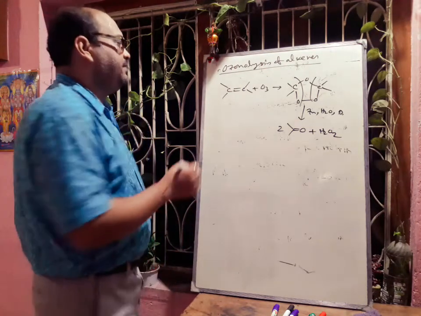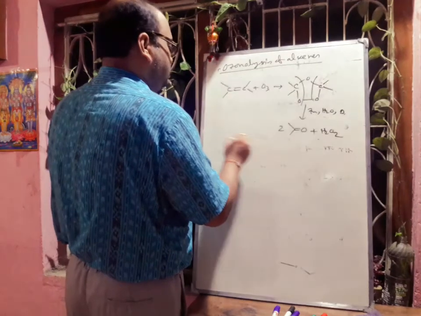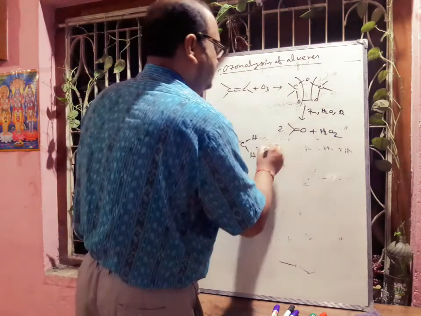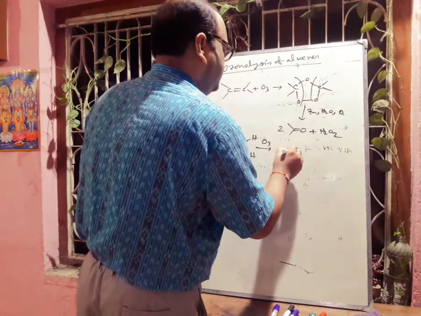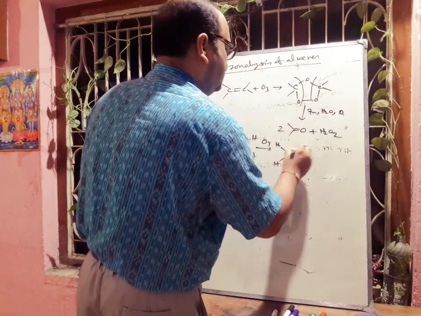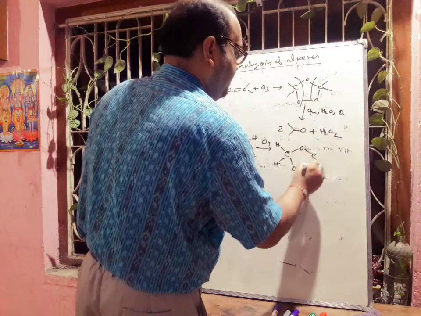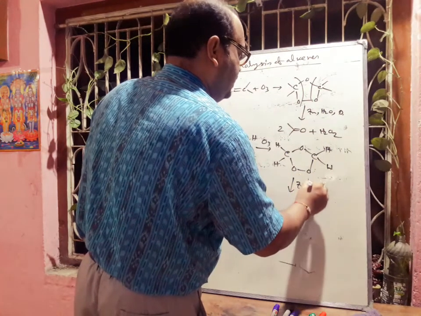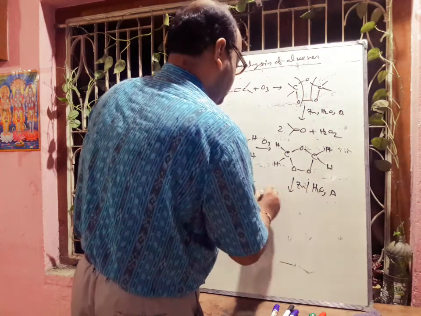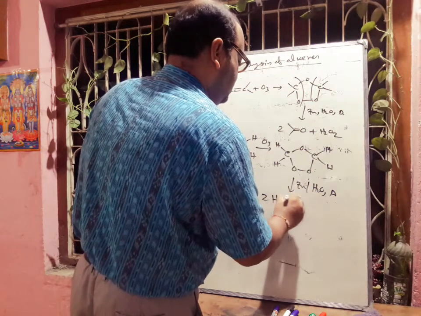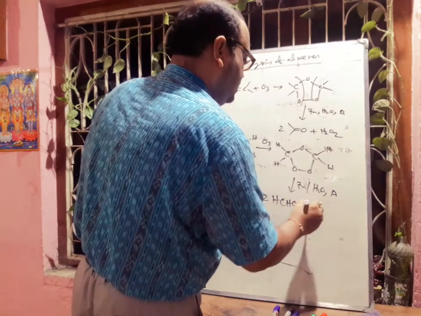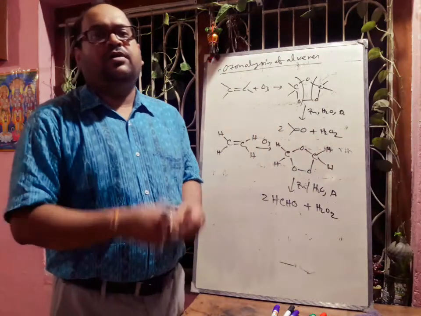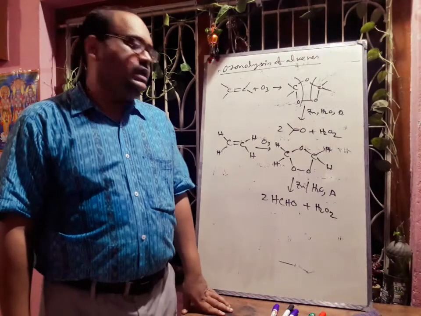If we take the ethylene, then we can prepare aldehyde. Ethylene ozonide. Then we have to use zinc and water, apply heat. Then we will get 2 formaldehydes plus H2O2. Okay, so this is another method for preparation of aldehyde and ketones.